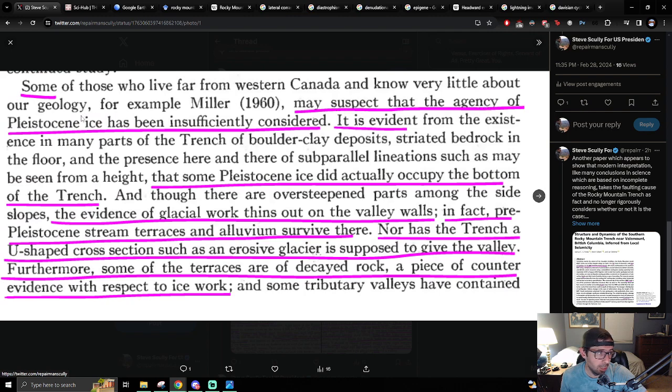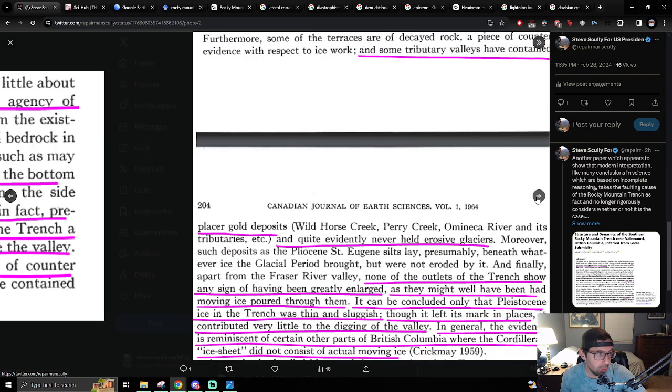Some may suspect that the agency of the Pleistocene ice has been insufficiently considered. It is evident that some Pleistocene ice did actually occupy the bottom of the trench. The evidence of glacial work thins out on the valley walls. In fact, pre-Pleistocene stream terraces and alluvium survive there. Nor has the trench a U-shaped cross-section such as an erosive glacier is supposed to give the valley. Furthermore, some of the terraces are of decayed rock, a piece of counter-evidence with respect to icework.